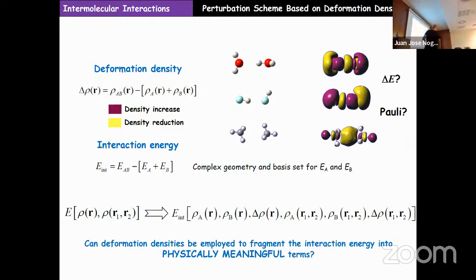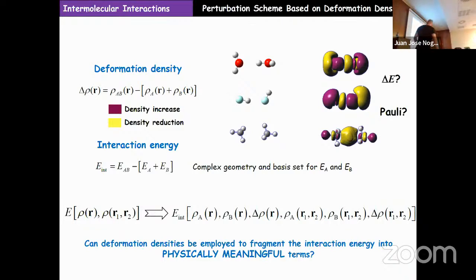The idea here is, let's try to develop a method which is computationally efficient, that I can apply at any computational level, and that gives me the same insight as the other schemes, particularly the perturbation schemes. So let's associate the different energy terms: electrostatic, Pauli, induction, and dispersion. In principle, electrostatic and Pauli with the unperturbed density, and polarization with the deformation density. It's a scheme based on electron densities and their deformation.